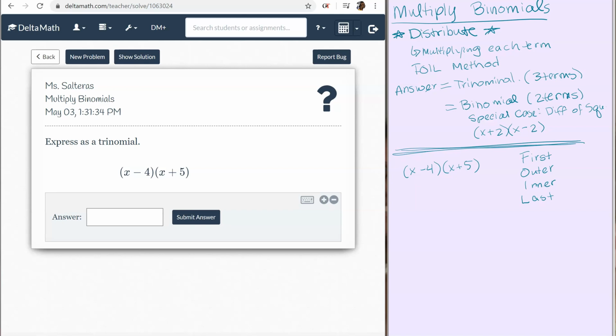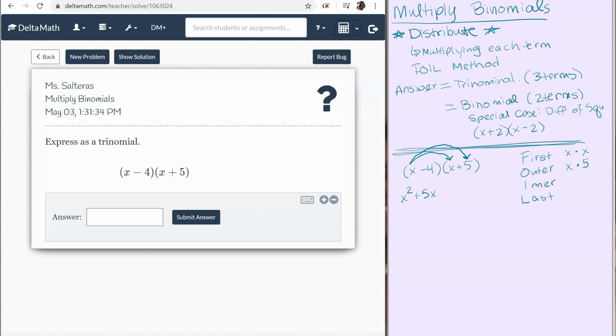When we FOIL, we're going to do the first terms first. We take the first term and multiply it with the first term of the second binomial. So x times x is going to give us x squared. That is our first. Outer: we're going to take that first term and multiply it with the outer term of the second binomial. We still have that x from the first one, and we multiply it by the outer number. So we have x times 5, which is the same as 5x. That's a positive 5x.